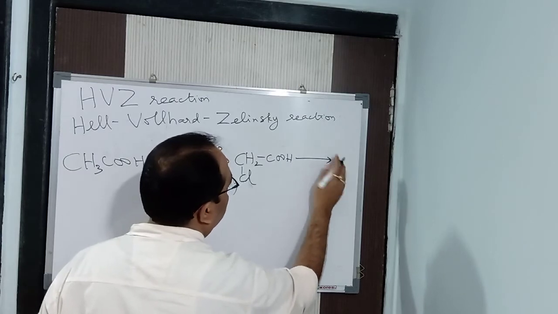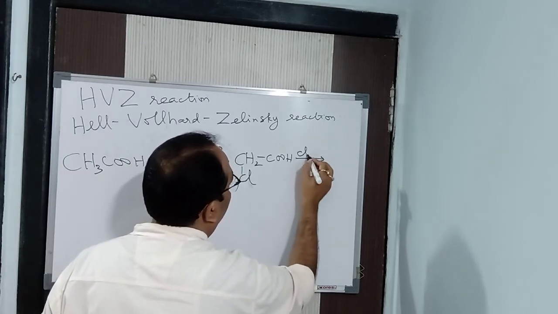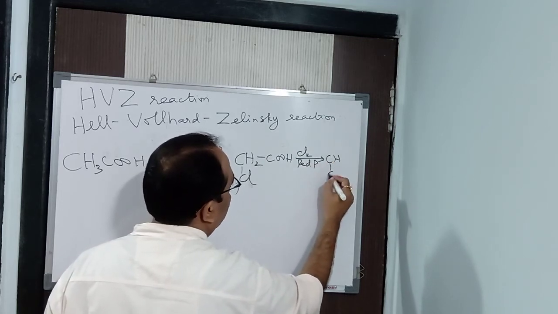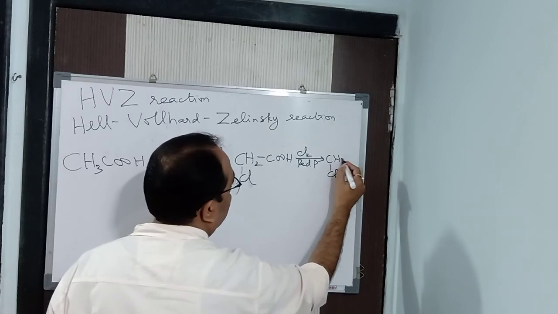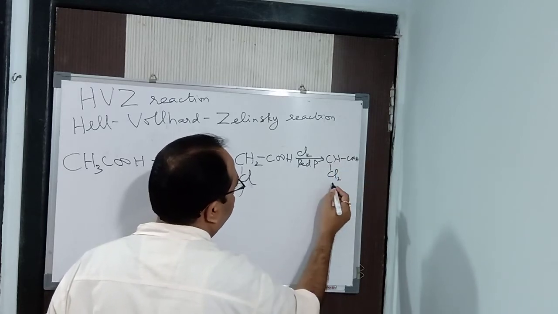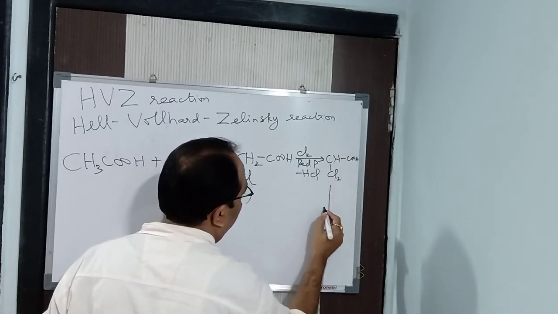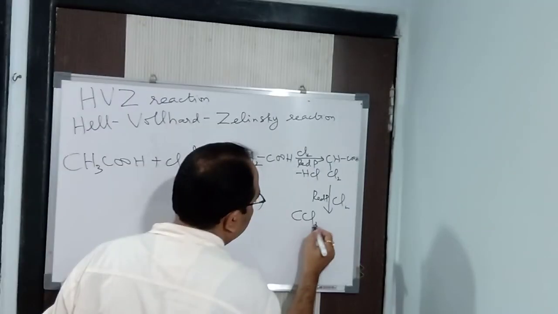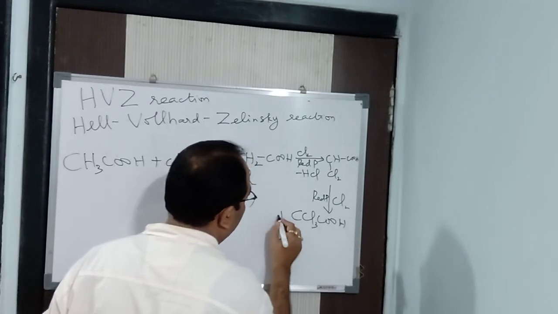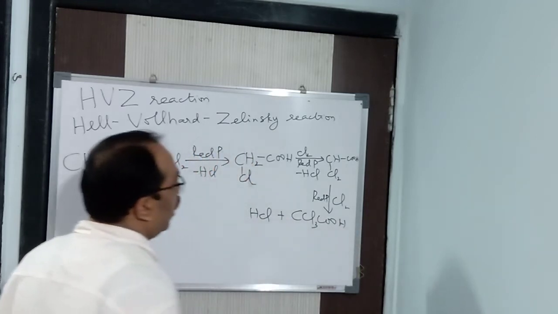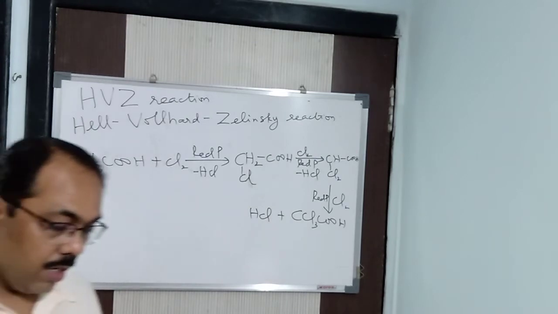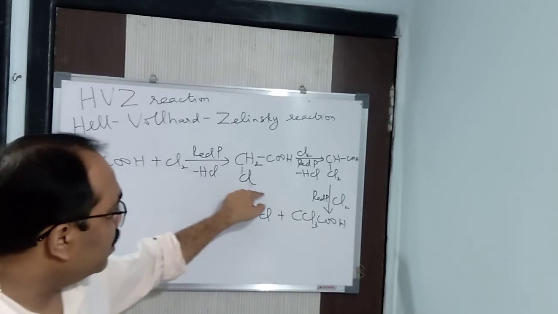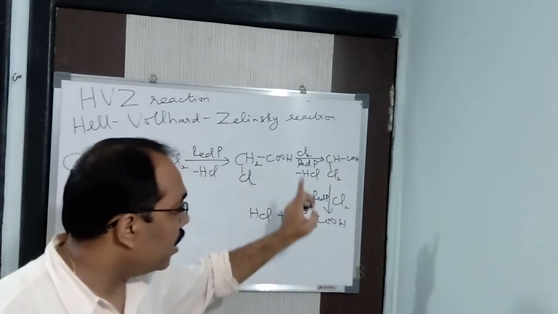Again it will react with chlorine and red phosphorus to form CHCl2. One more hydrogen is replaced, and COOH, you get it. Again minus HCl. Again you react with chlorine in presence of red phosphorus. You will be getting CCl3COOH plus HCl. So all the hydrogen is replaced by chlorine. Trichloroacetic acid. This is monochloroacetic acid, this is dichloroacetic acid, this is trichloroacetic acid.